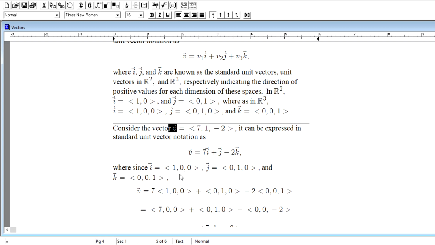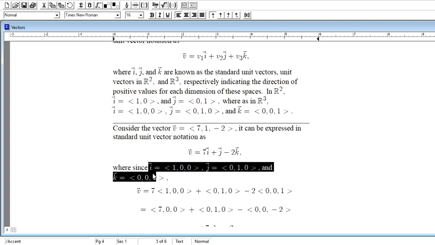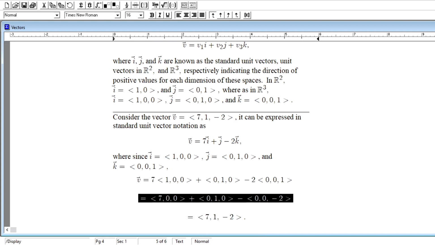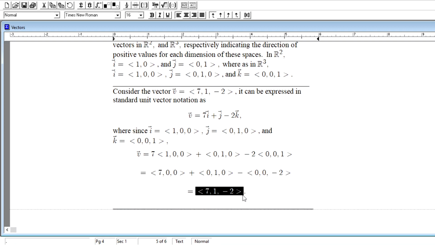And what you will notice is if i, j, and k represent these standard unit vectors, and I arrange this into a scalar multiple of 7 times i bar, plus 1 times j bar minus 2 times k bar, and I perform those scalar multiplications and then add up those results, the result is the component form 7 comma 1 comma negative 2, that vector description of v bar in component form.